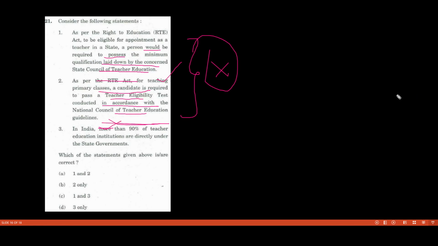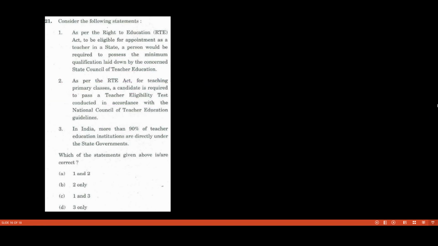All right. So both statements are contradictory, but there may be some qualification laid down by the State Council of Teacher Education. But mostly, as per the RTE Act, it is the National Council of Teacher Education guidelines, and it belongs to that. So this seems to be more appropriate.